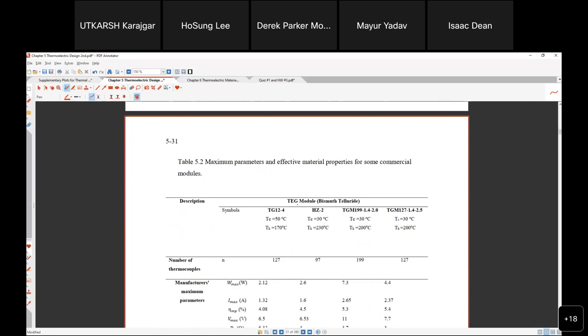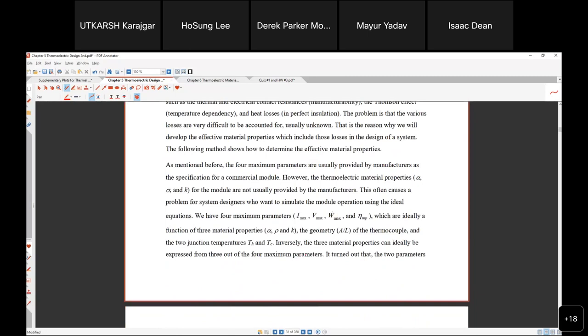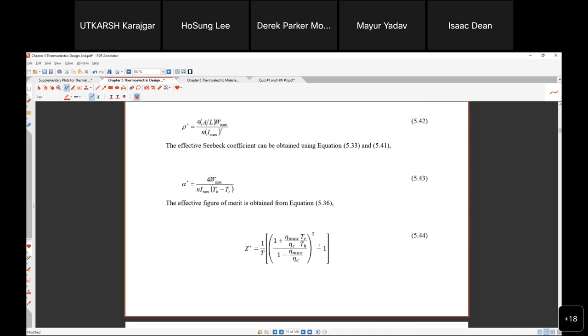One thing I think I developed is the effective material property. Since I have a relationship, even for the ideal case, with the maximum and the property, I was able to inversely calculate the property from the maximum value. That's the ideal. But if instead of the ideal value we use the real value, it becomes real, it turns out.